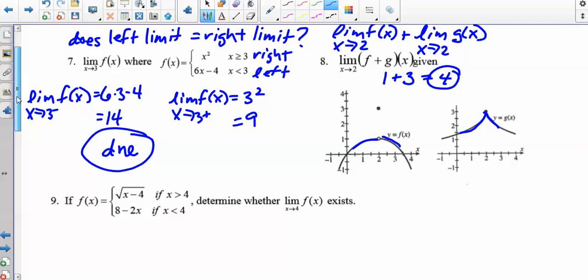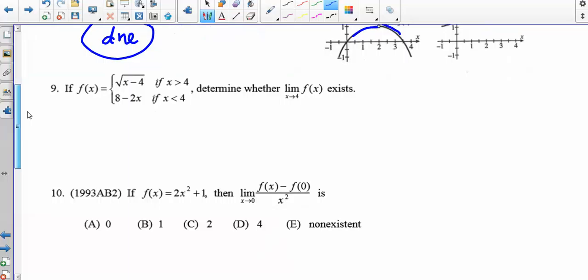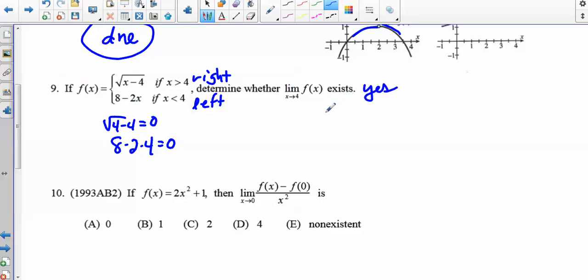Problem 9 is another piecewise function. You should try problem 9 the same way we did problem 7 before you continue watching this video. X is less than 4 in the second function, so that's the left side. X is greater than 4 in the first function, so that's the right side. So by plugging 4 into both of these, we can determine if the left limit and the right limit are equal. So the first one gives me square root of 4 minus 4, which is 0. And the second one gives me 8 minus 2 times 4, which is also 0. So because the left limit and the right limit are equal, the limit does exist, yes, and the answer is 0.